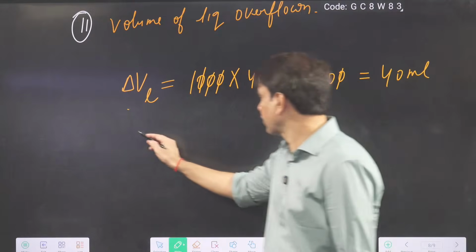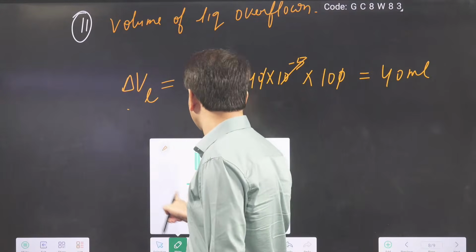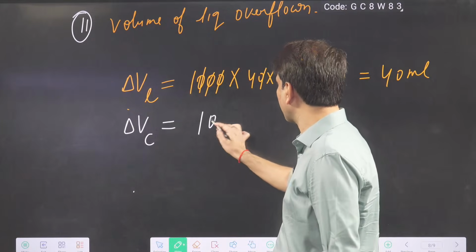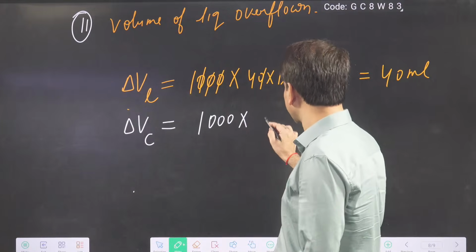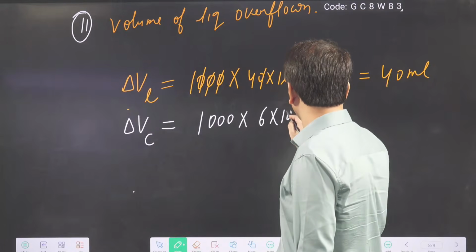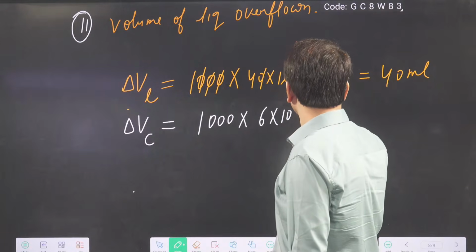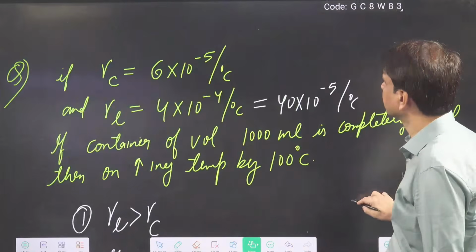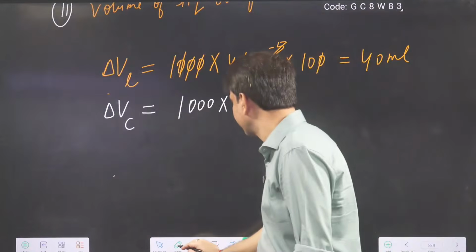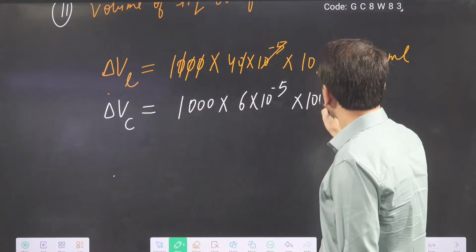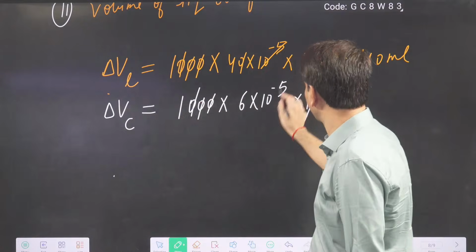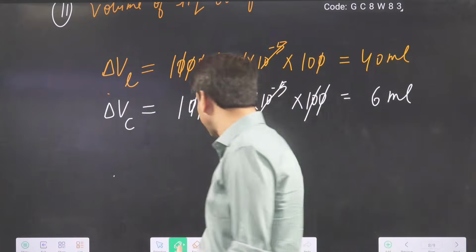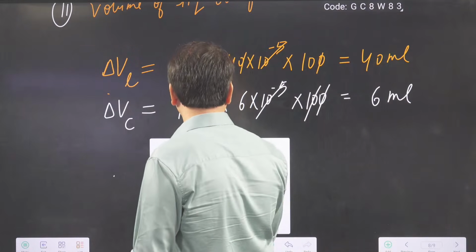Now similarly I will calculate delta V container. Delta V container is equal to the same 1000 initial volume, gamma of the container 6 into 10 to the power minus 5, and delta theta 100. The 10 to the power 5 cancels out. How much did we get? 6 ml. So the container expanded by 6 ml and the liquid expanded by 40 ml.